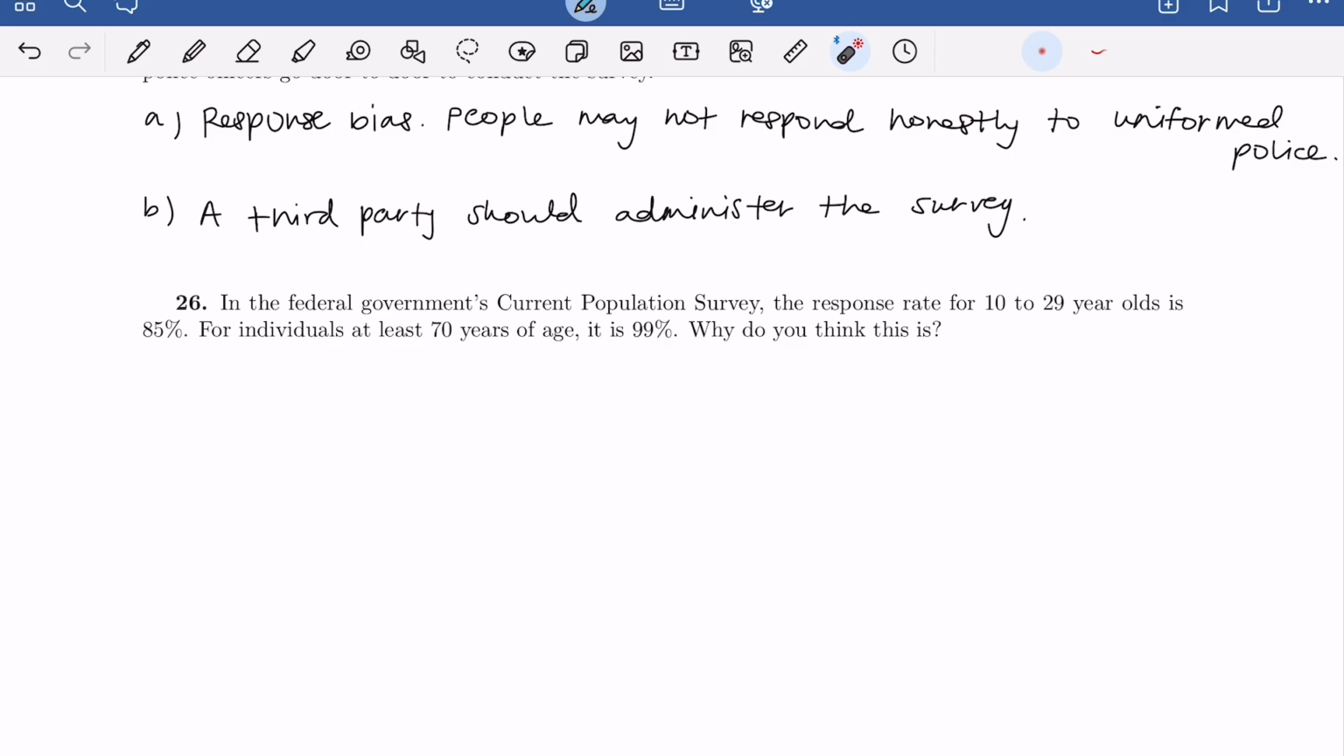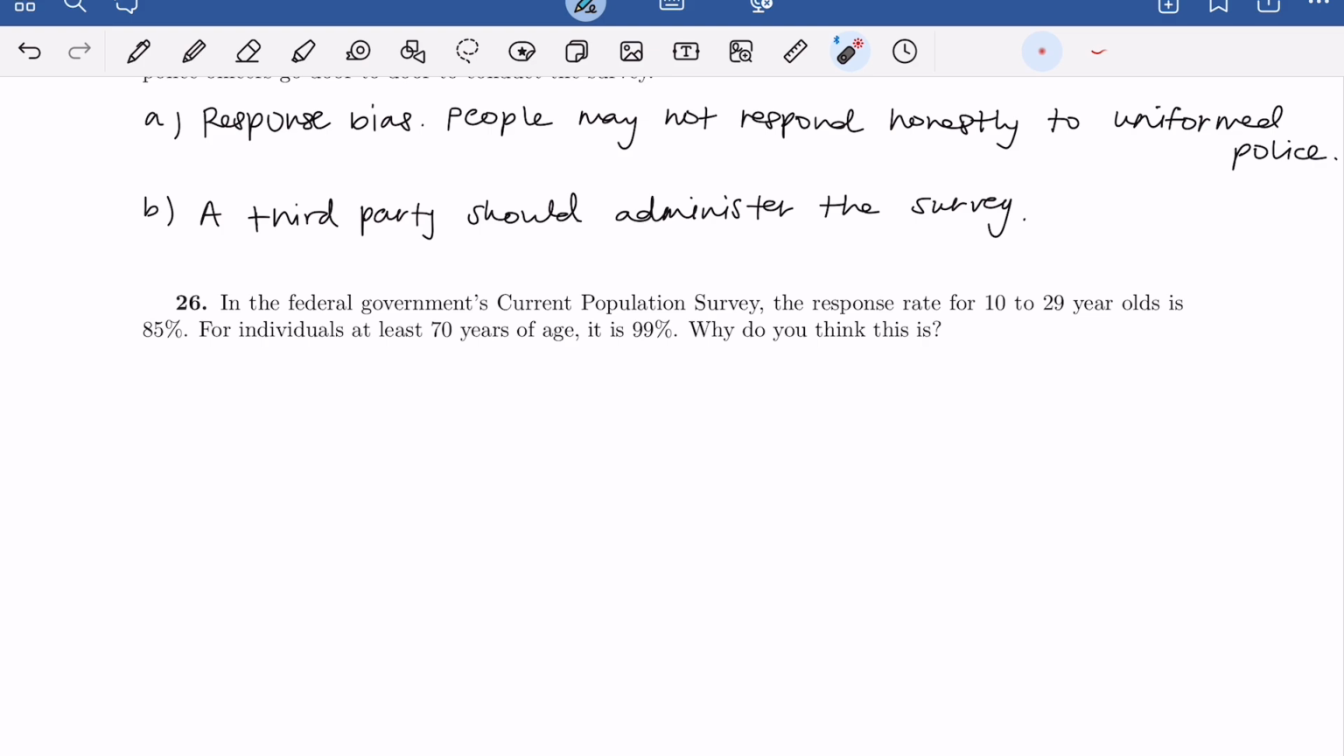All right, for the last question in this section, we're looking at question 26 here. So in the federal government's current population survey, the response rate for 10 to 29-year-olds is 85%. And for individuals at least 70 years of age, it is 99%. And why do we think this is? So why do we think there's such a difference in the response rates here? Now, in this case, this is an example of non-response bias.